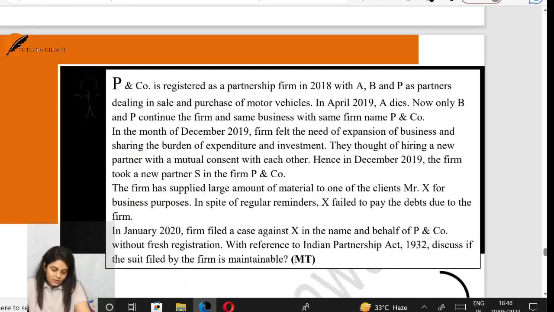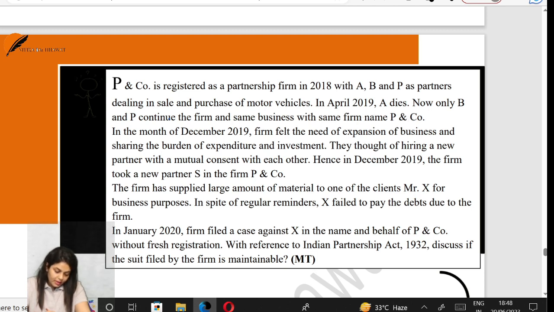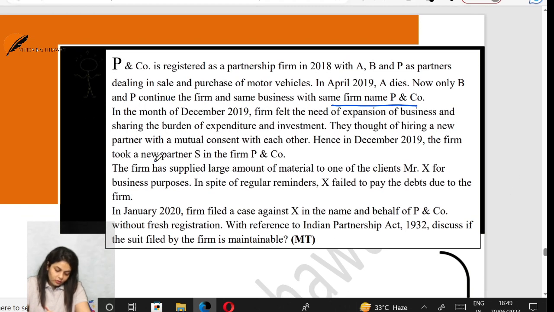P and Company is registered as a partnership firm in 2018 with A, B and P as partners dealing in sale and purchase of motor vehicles. In April 2019, A dies. Now only B and P continue the firm with the same business and the same firm name. In December, the firm felt the need for expansion of business and sharing the burden of expenditure and investment. They thought of hiring a new partner with mutual consent. They took a new partner S.